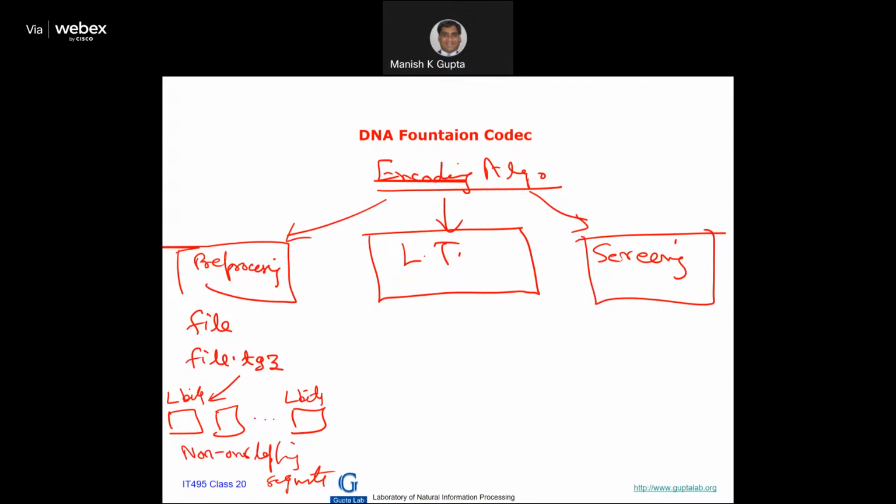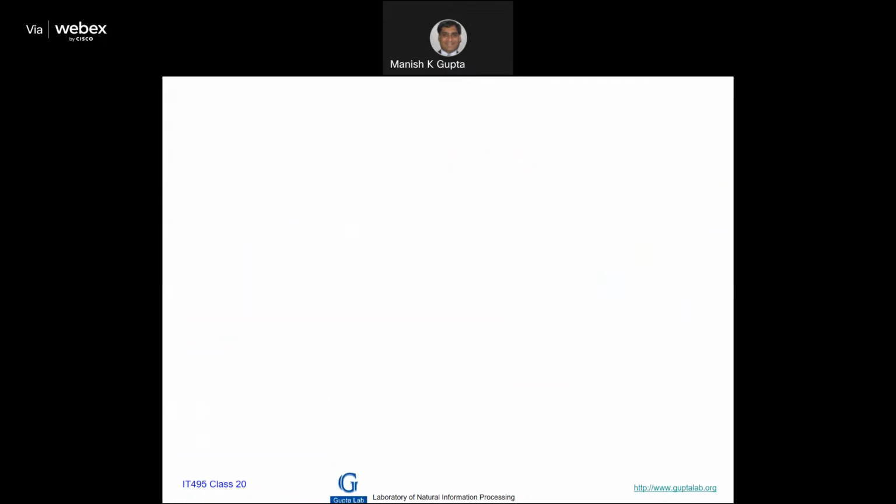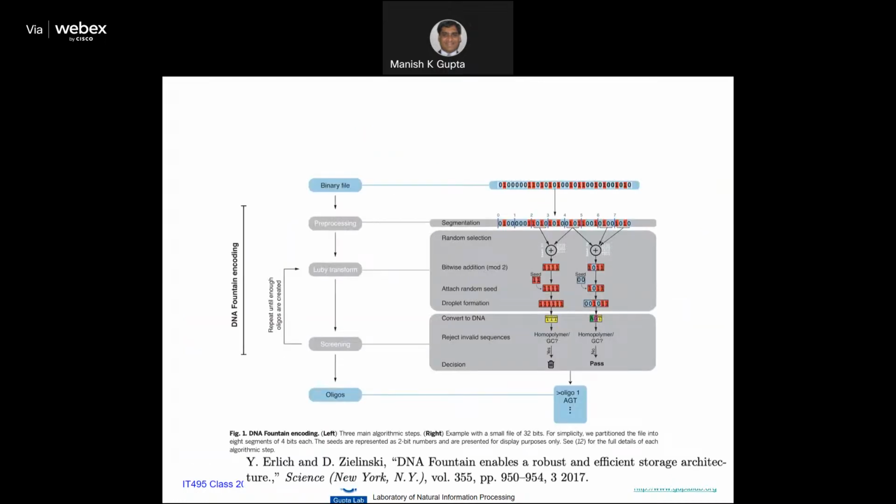So here is a picture. I'll show you. As you can see, binary file pre-processing, so make segments of L bits. Here in this case, they are showing it for 4 bits. Then you do the Luby transform, random selection, add a random seed and so on, droplet formation, then convert into DNA and check whether it is a valid or invalid sequence. And then you get the output as oligos.